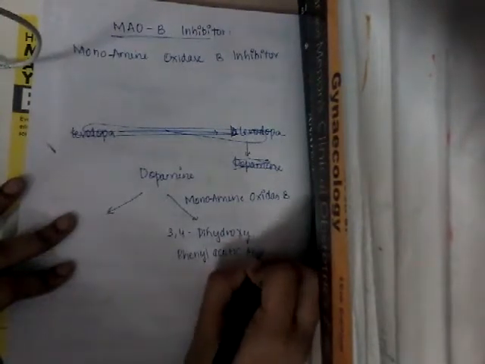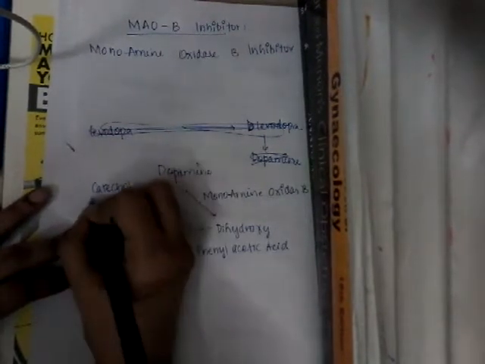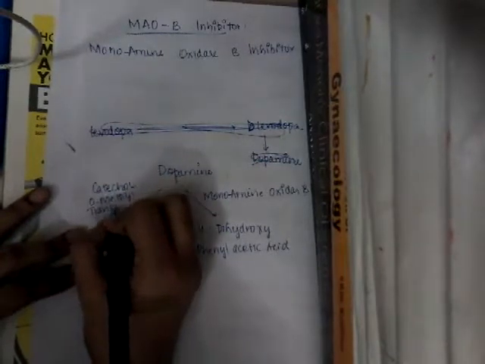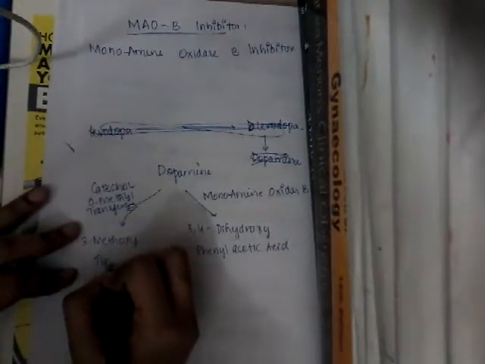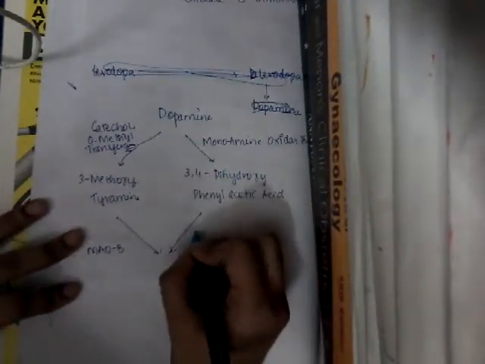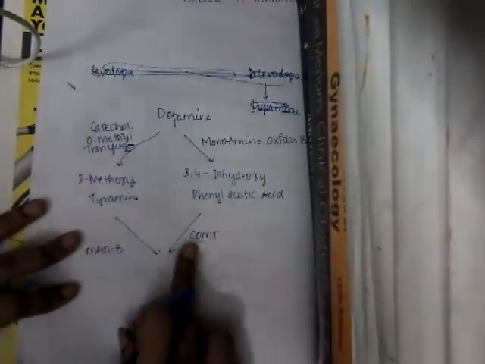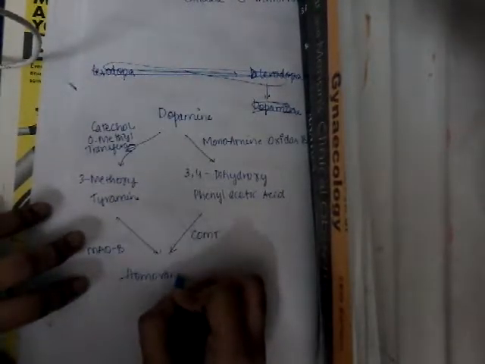Whereas it can also be acted on by catechol O-methyl transferase. With this enzyme, dopamine is converted to 3-methoxytyramine. This 3-methoxytyramine needs monoamine oxidase B, whereas 3,4-dihydroxyphenylacetic acid needs COMT, that is catechol O-methyl transferase, and at the end it is converted to homovanillic acid.